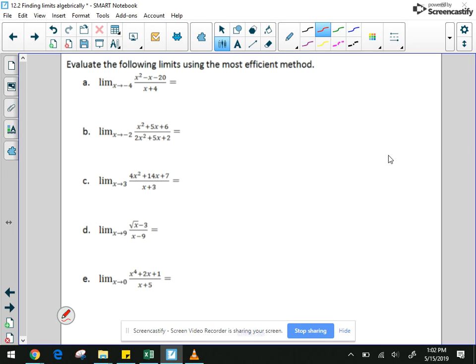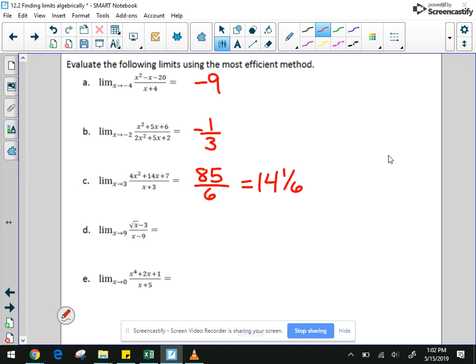So the first problem A, the value of that limit, you would need to factor and cancel out common factors, and then you'd be able to directly substitute in and get a value of -9. For B, again, you're going to need to factor, cancel out a common factor, and you'll be able to directly substitute in to get a value of -1/3. C, you can just directly substitute in there right away and get a value of 85/6, or if you prefer mixed numbers, that's 14 and 1/6.